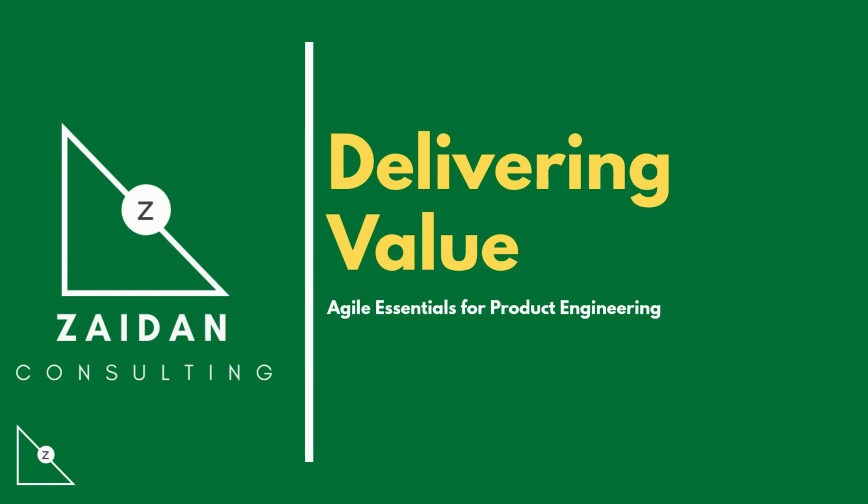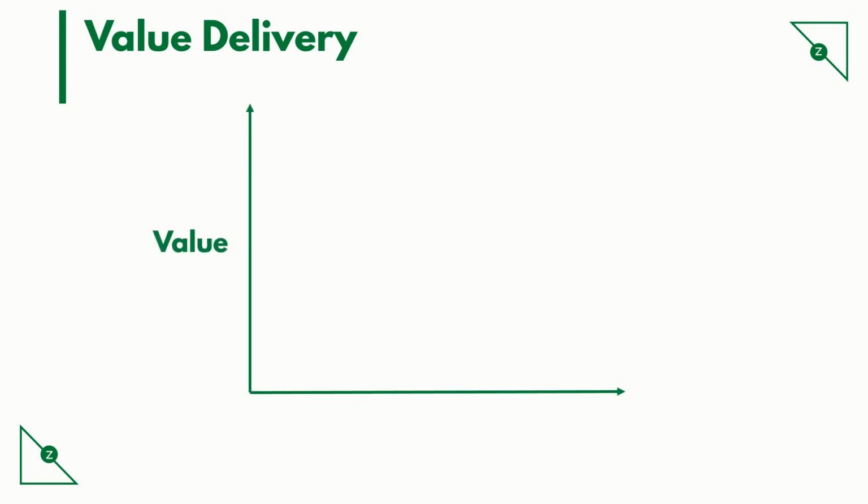Delivering value. We all know by now that Agile focuses on delivering value rather than meeting the plan or complying with the timeline. Let's visualize this. Let's consider a graph which has value on the y-axis and iterations on the x-axis. If this project were to be delivered in Agile model, it would look something like this.